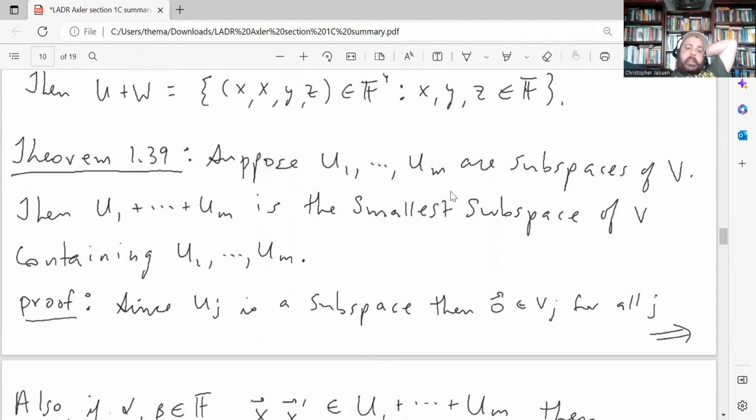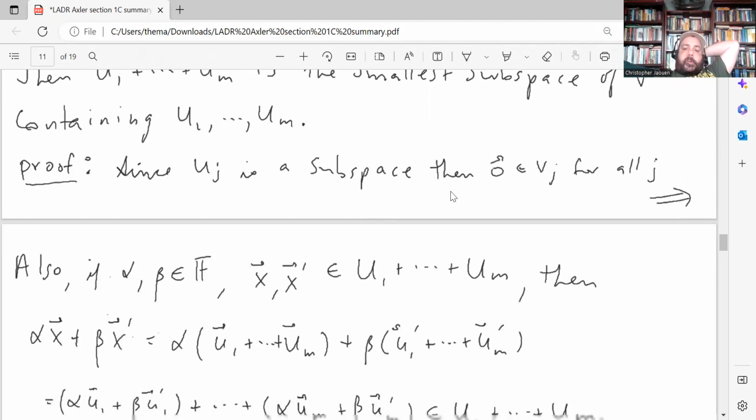So here's the proof. Since Uj is a subspace, that means that the additive identity is in all of them, right? Because the zero vector has to be in the set if it's a subspace.